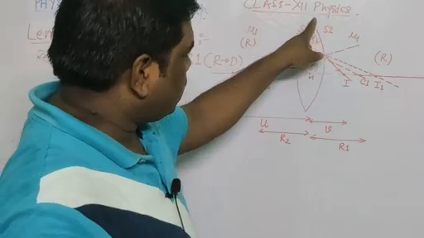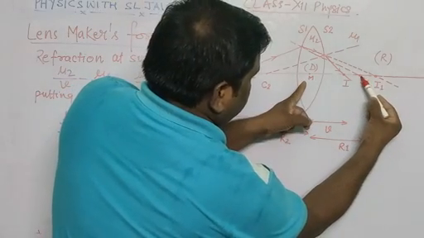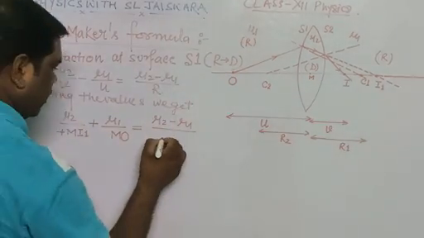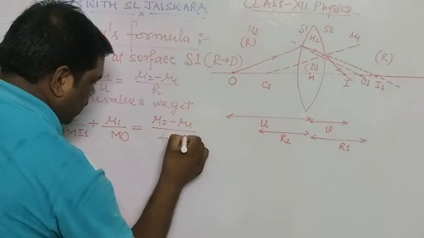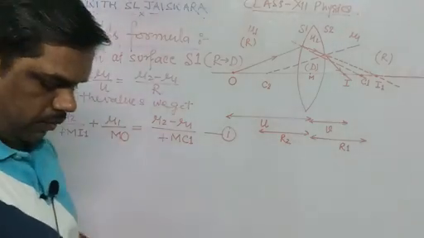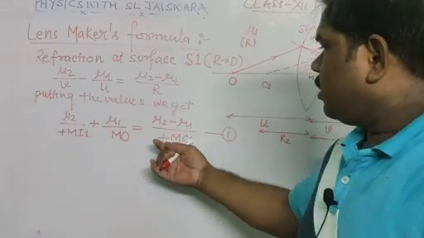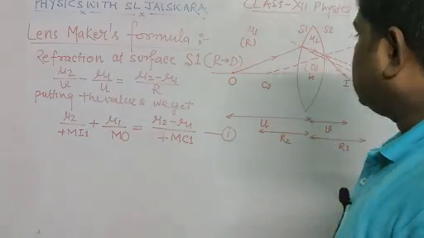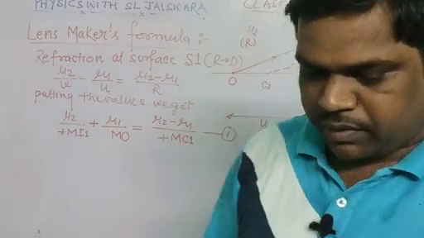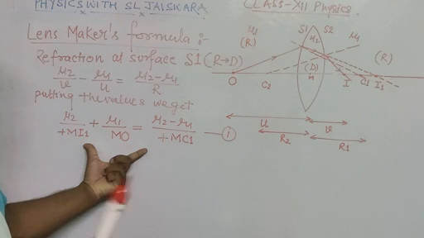R means radius of curvature for surface S1. Radius of curvature, this is the center of curvature. So MC1 will be the radius of curvature, that is MC1. Suppose this is equation number 1. So this is how we can use refraction through a spherical surface. In this case, refraction is from rarer to denser. So from refraction from rarer to denser, we have obtained equation number 1.